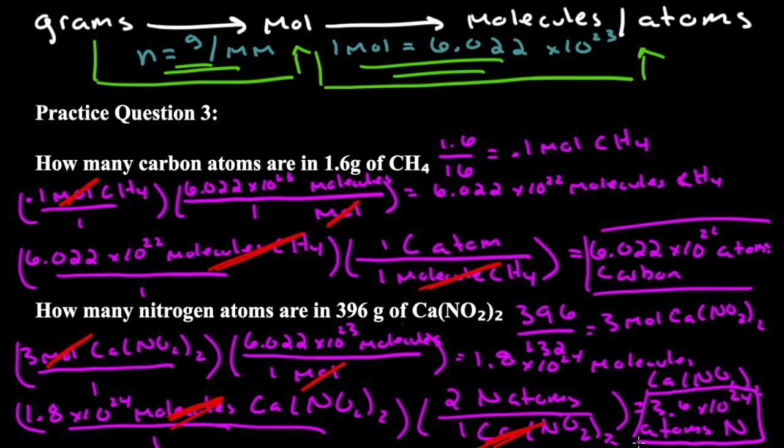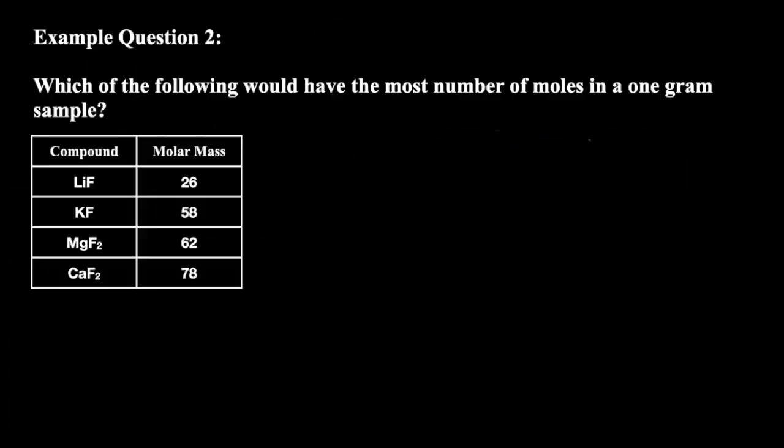Now let's try example question number 2. In example question 2, it says, which of the following would have the most number of moles in a 1 gram sample? So if each of these compounds only has 1 gram, which one do you think would have the most number of moles? So take some time to think about which one you think that would be.